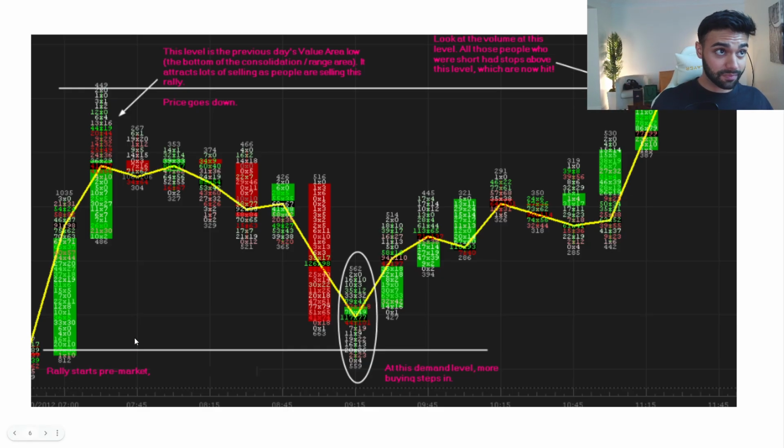For example, right? You have 8:30 a.m. data days. Great play I like to use. Rally starts pre-market. This level is the previous day's value area. So it could be a supply, it could be a liquidity level, whatever it is. And the bottom of the consolidation range area could be the previous chop, a lot of different things you can use this for. It attracts a lot of selling as people are selling this rally. So for me, usually it's supply. So we come in, you see volume dying out at the level, right? Selling pressure comes in.